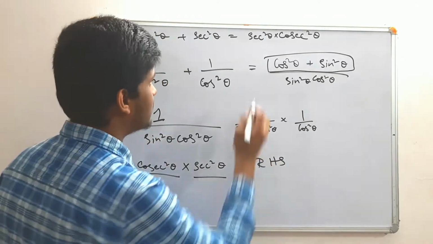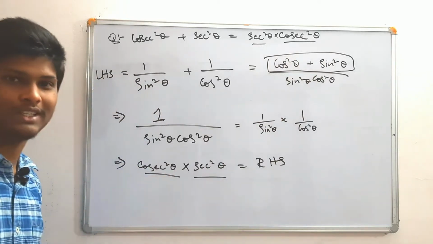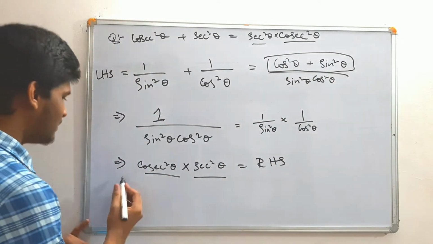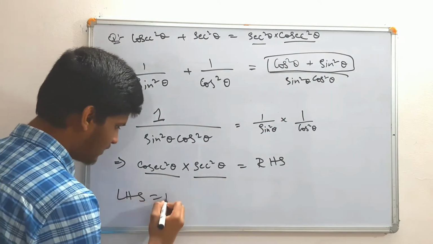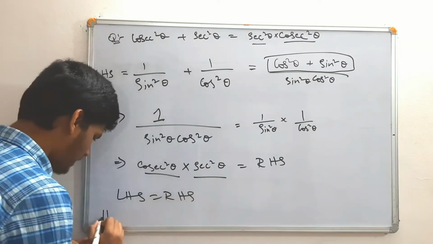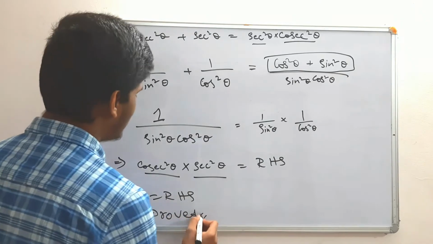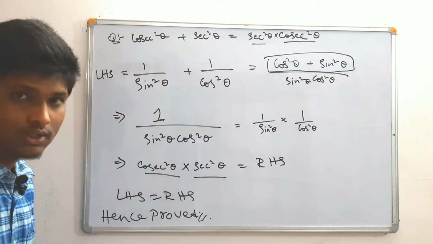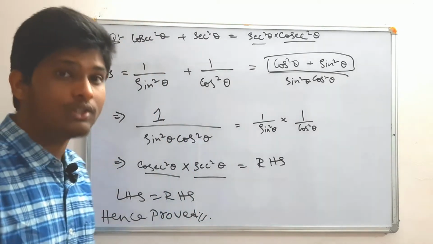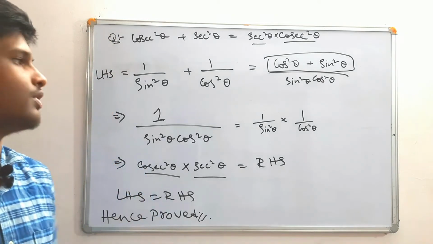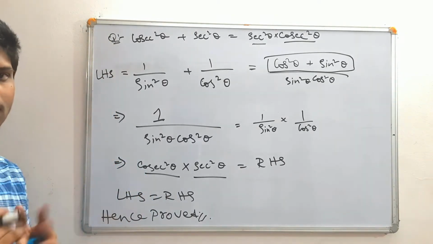And this is equal to RHS, since A into B is equal to B into A. So LHS is equal to RHS, and hence we proved that cosecant square theta plus secant square theta is equal to cosecant square theta into secant square theta. So this is one more question.